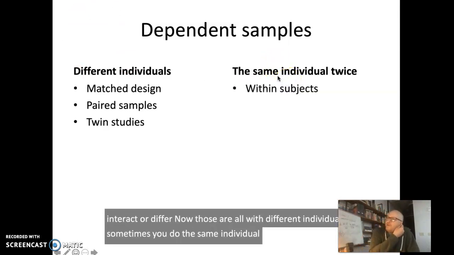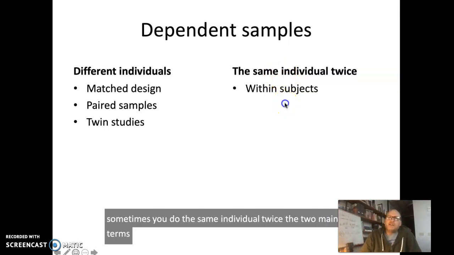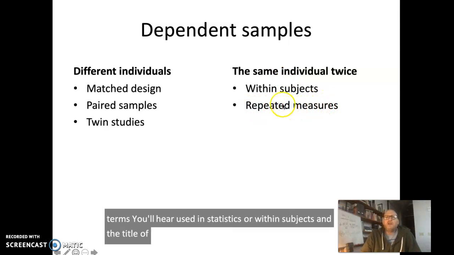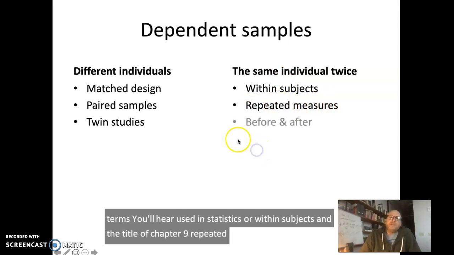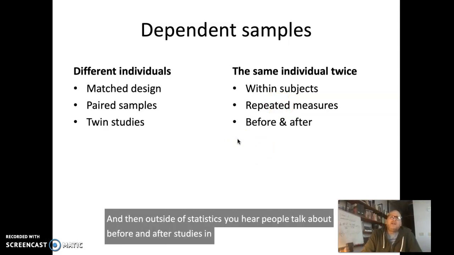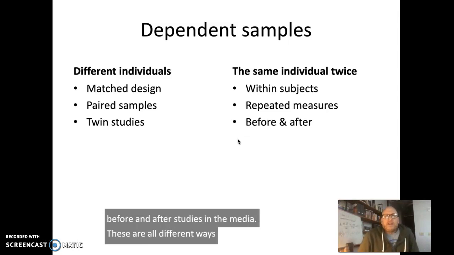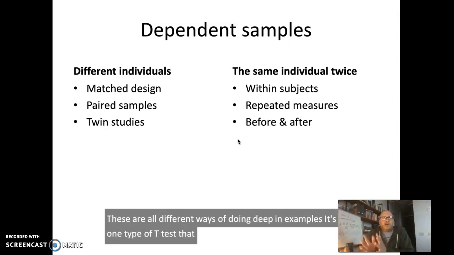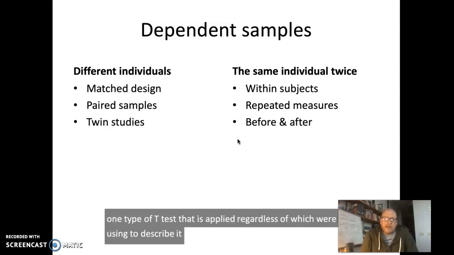The two main terms you'll hear used in statistics are within subjects and, the title of Chapter 9, repeated measures. And then outside of statistics, you hear people talk about before and after studies in the media. These are all different ways of doing dependent samples. It's one type of t-test that is applied regardless of which word you're using to describe it. So these are just names.